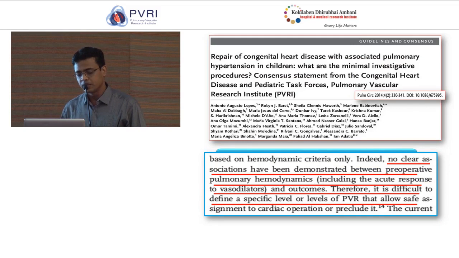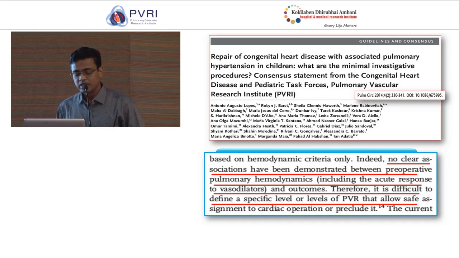This paper and the guidelines involved 31 pediatric cardiologists and pulmonologists from 14 different countries. In the introductory paragraph they mention that no clear association has been demonstrated between postoperative pulmonary hemodynamics, including acute response to vasodilators, and outcome, and therefore it is difficult to define a specific level or levels of PVR that allow safe assignment to cardiac surgery or preclude it.